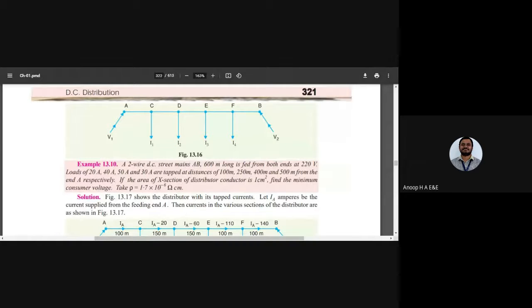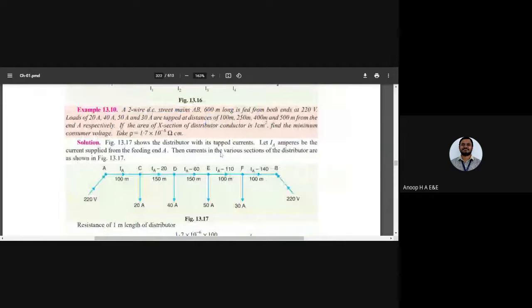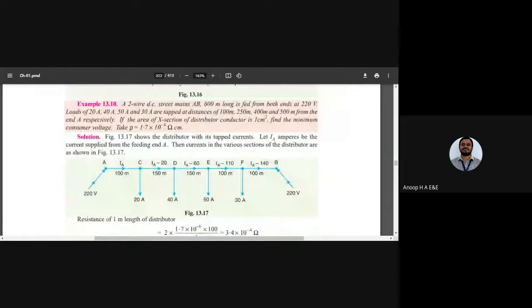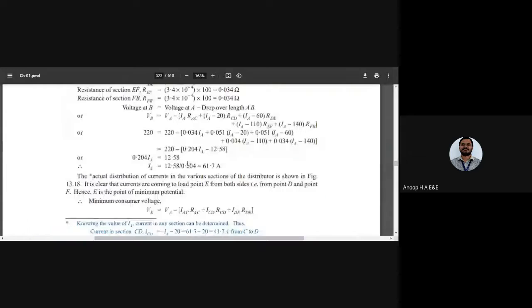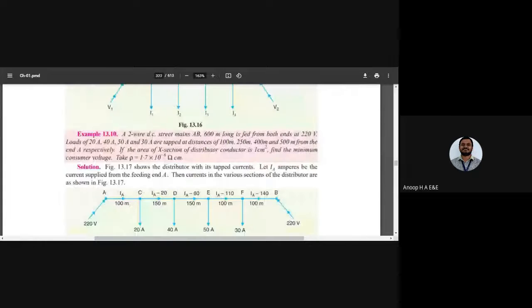So any doubts up to this point, you can let me know, or else we'll move on to the numerical problems. Again, I'll be giving some of the problems to certain people. They'll be posting it in the group.